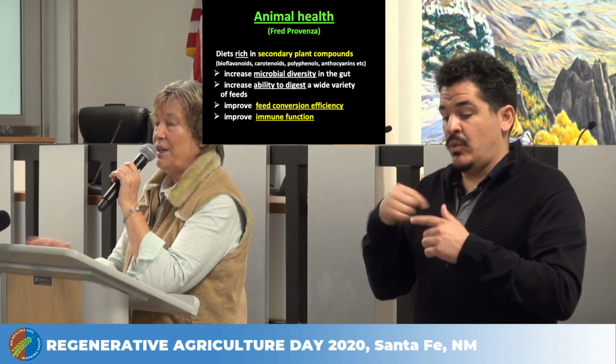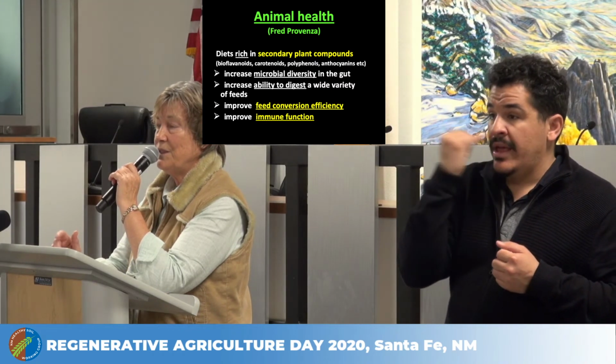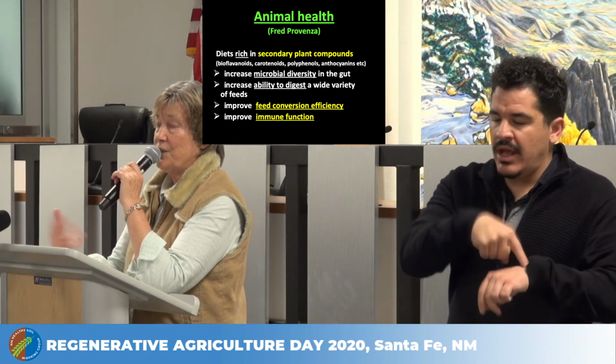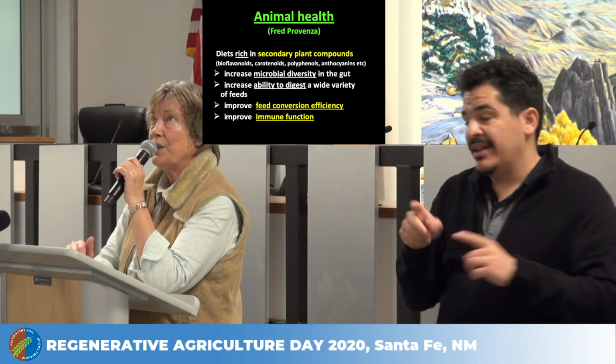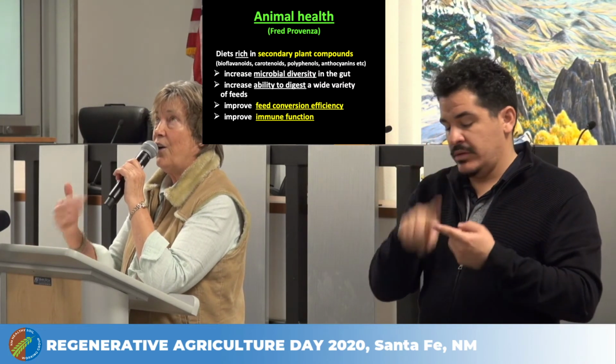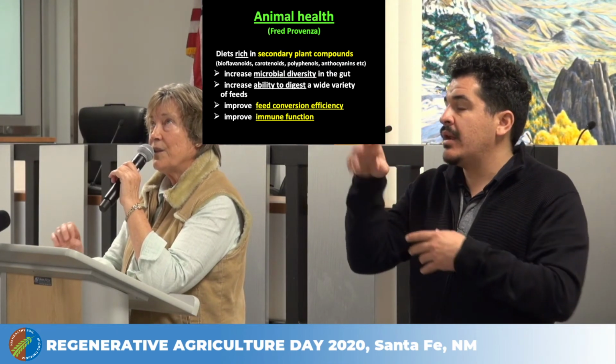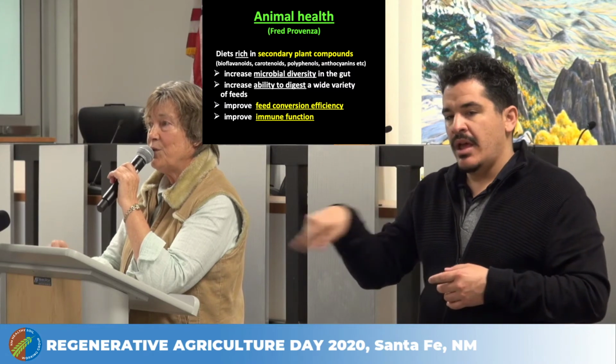So any areas that have been grazed by cattle for a long time, you don't find many flowers in them these days, but lots of grasses. So grasses have increased because they've been much more grazing tolerant. But it's the flowers, it's the non-grasses that are high in the secondary plant compounds. And those secondary plant compounds are important for microbial diversity in the gut.